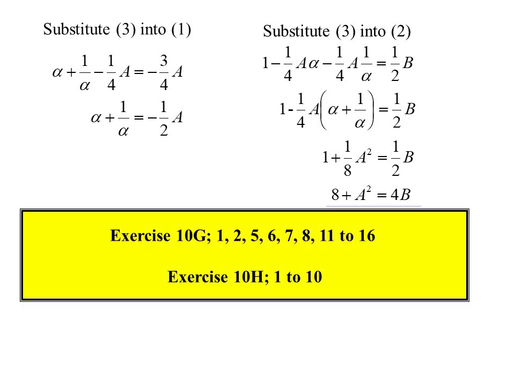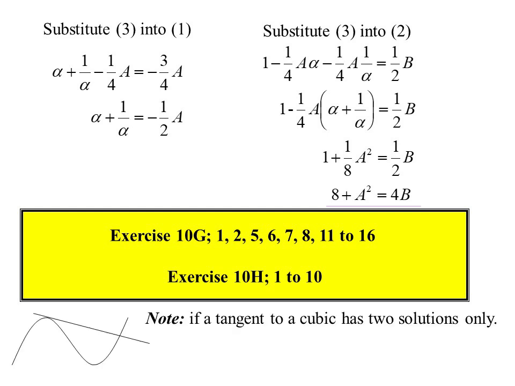So 10g and 10h, just put a little note here, that if a tangent to a cubic has 2 solutions only, then what would happen? There we go. So I've got a tangent to a cubic, so it ends up with 2 solutions. The double root must be there, where the tangent hits.